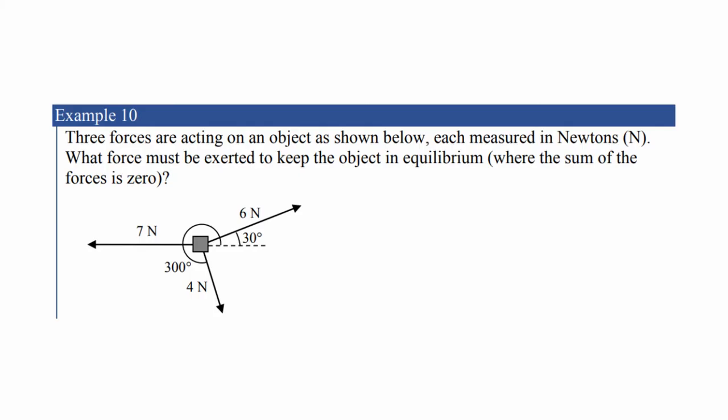Example, three forces are acting on an object as shown below, each measured in newtons. What force must be exerted to keep the object in equilibrium, where the sum of the forces is zero? So this time we have the diagram already, so we don't have to start by figuring that out. Keeping the object in equilibrium just means that the sum of the forces in all directions is equal to zero. So let's take a look at this picture.